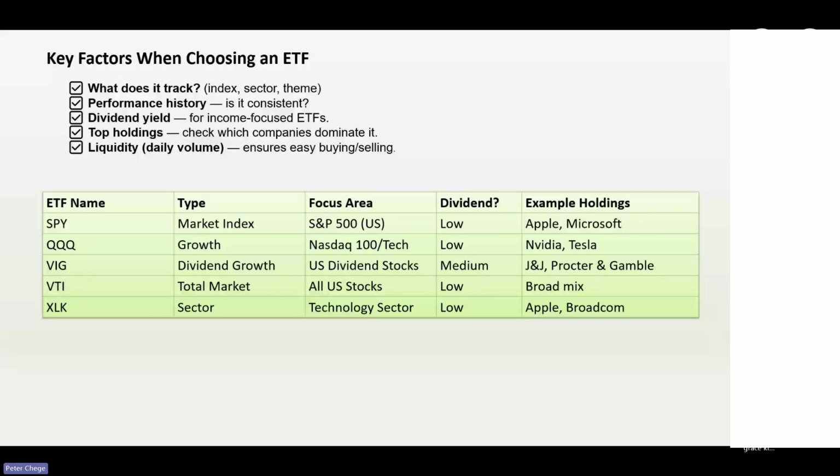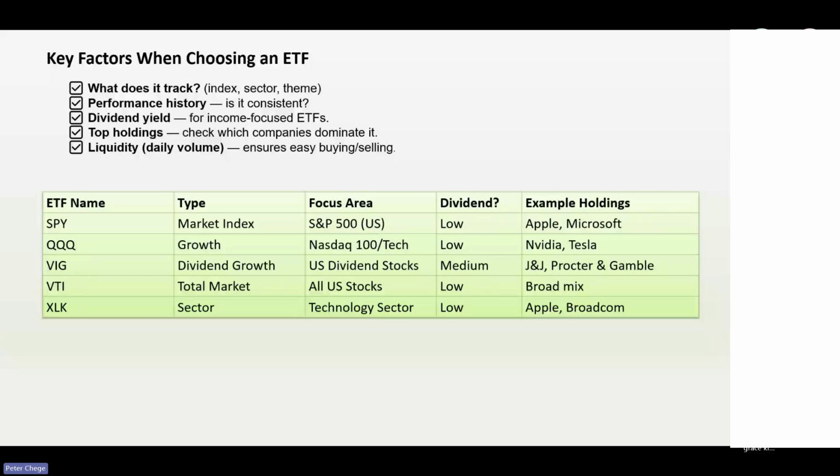Then there is VIG. This is dividend growth. US dividend stocks. That's what it focuses on. The stocks within the US market that give dividends, and it has a medium dividend yield. Some of the stocks are J&J and Procter & Gamble. These are some of the stocks maybe you have never heard of. As I said when we started this training, in international markets you have over 1,000 stocks. It's not like Kenya where you are limited to around 56.